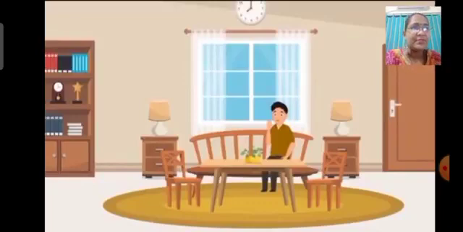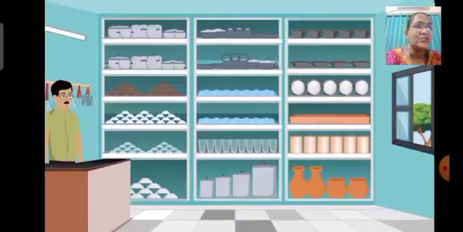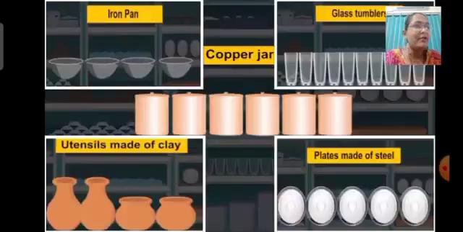Hi friends, meet him. He is Rohan. Rohan's father has a shop where he sells utensils. There were various types of utensils in that shop: copper jars, iron pans, plates made of steel, glass tumblers, and even utensils made of clay. When his father opens the shop in the morning, he cleans all the things and sets them up for display.